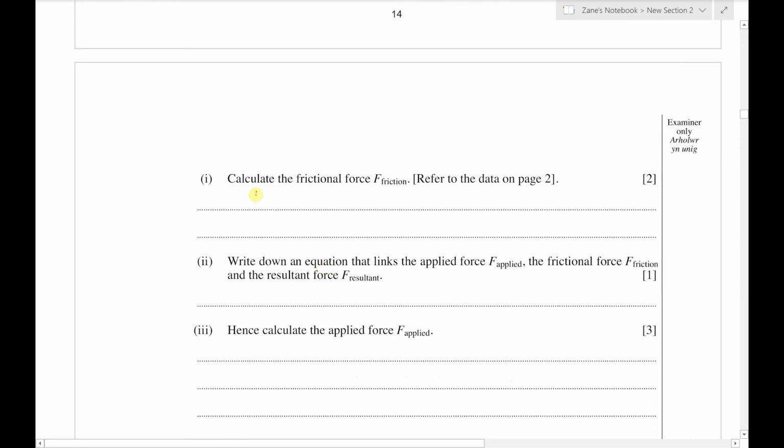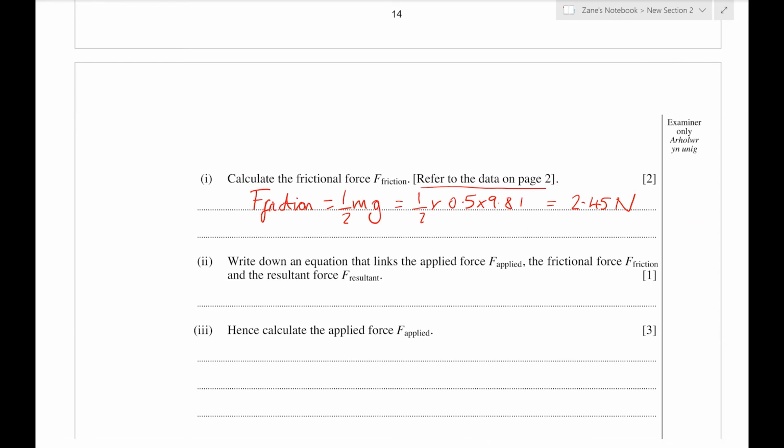So we're told that that frictional force is half the weight. The weight is found by multiplying the mass of the block by g. So it's a half times 0.5 times 9.81. If we put that into a calculator to three significant figures, we get 2.45 newtons. This bit about referring to the data on page 2, basically many years ago, in 2 or 3 specs ago, instead of having a separate data book, the data was given in the front of the exam paper.